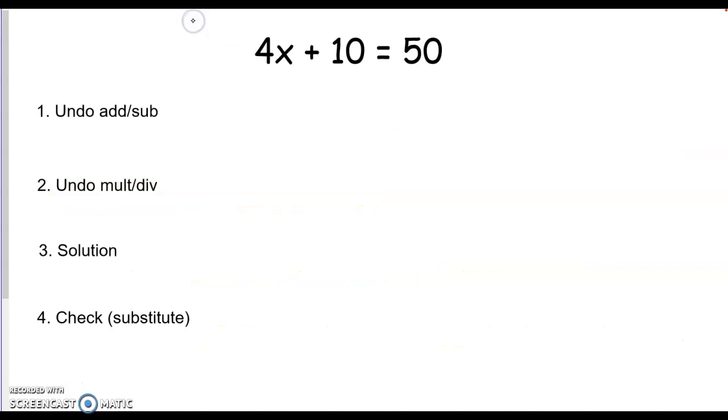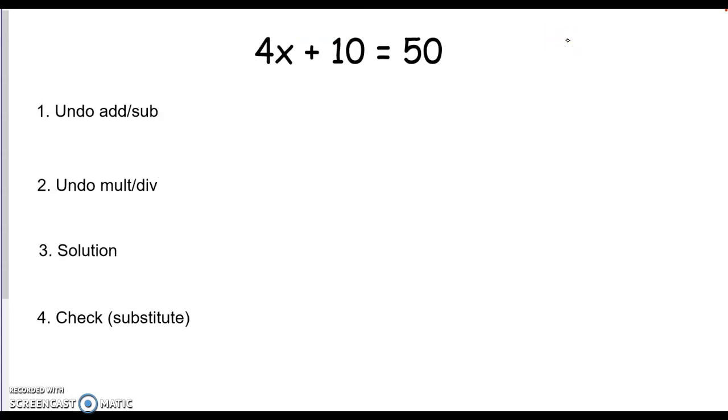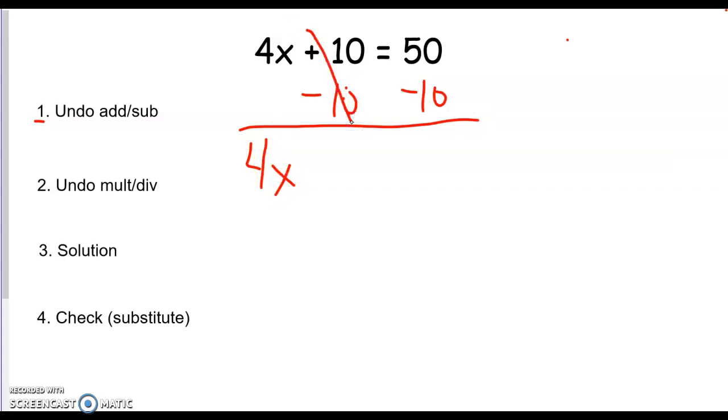Okay, really important reminders. Let's try one. I've got 4x plus 10 equals 50. So it includes multiplication and addition. And what we always try to do is undo or reverse the addition or subtraction first. So I'm going to do that by doing the opposite. Instead of plus 10, my first step is going to be to subtract 10, from both sides of the equation. And that leaves me with 4x, plus 10 minus 10 cancels out, equals 50 minus 10 is 40.